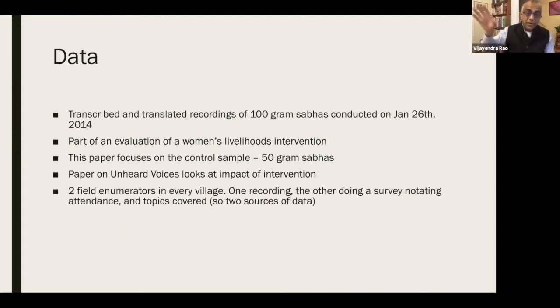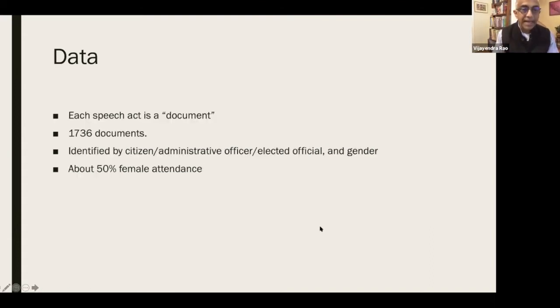We have another paper where we look at the 100, which looks at the impact of an intervention. I'm not going to talk about that paper unless it's of interest. It's really about asking, when you have an intervention that introduces women's self-help groups, does that change the quality of discourse? The way we did the recordings was we sent 200 field enumerators in 100 teams to all these Gram Sabhas with a digital recorder. They also did a survey on the side and covered the topics that went on, so we could validate the speech when we started analyzing it.